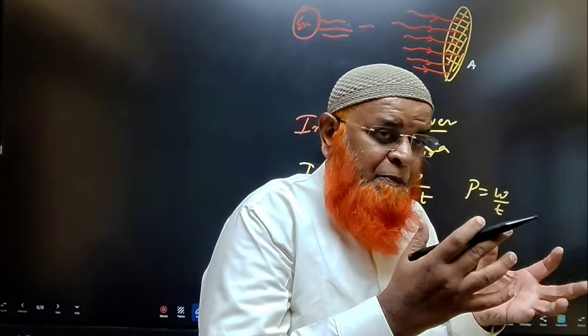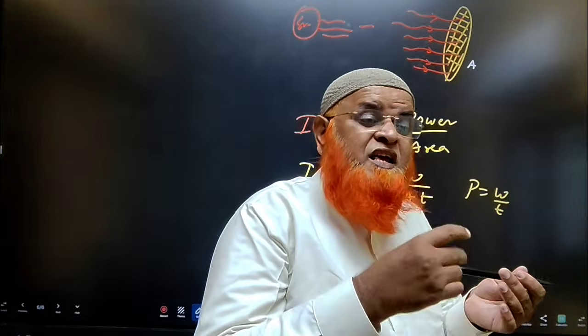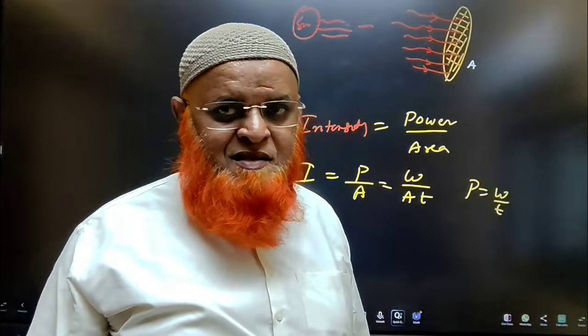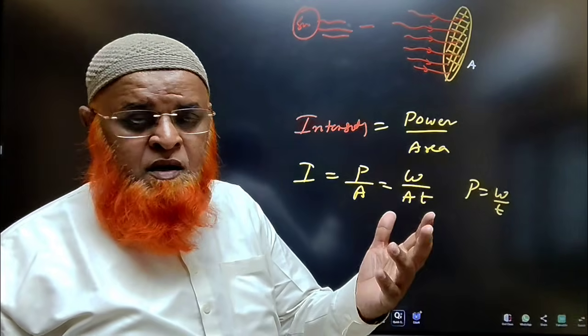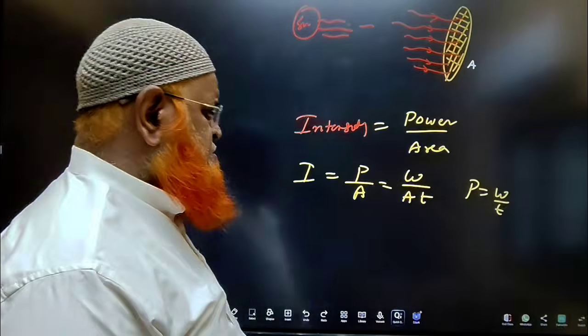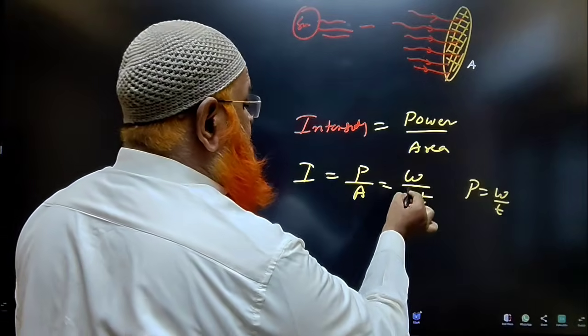What is the meaning of powerful people? Powerful people, just by giving orders, the work will be done. We people do hard work. They will do smart work. They are powerful. Understood what is the meaning of power? Power is nothing but work by time. So intensity is power by area, work by time.